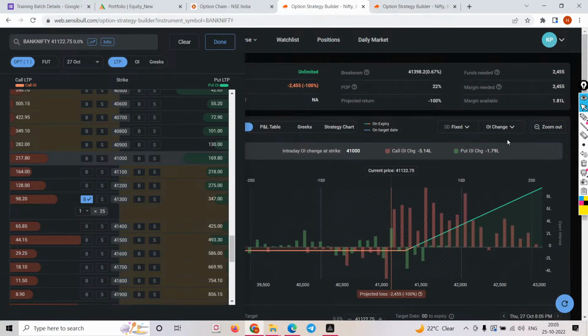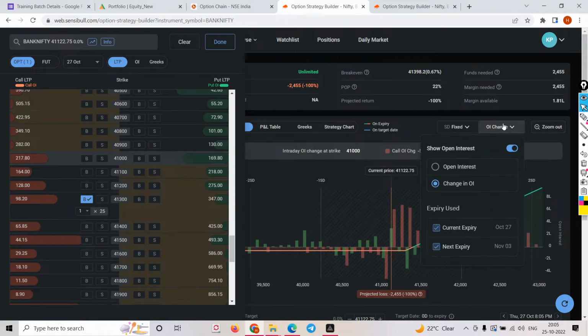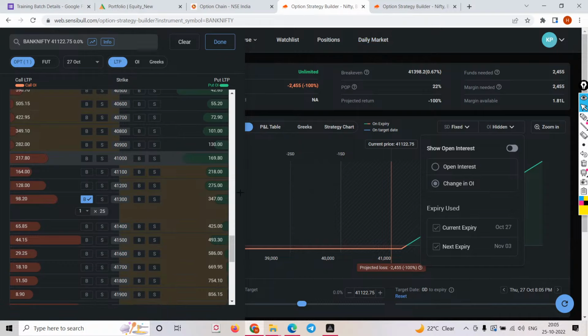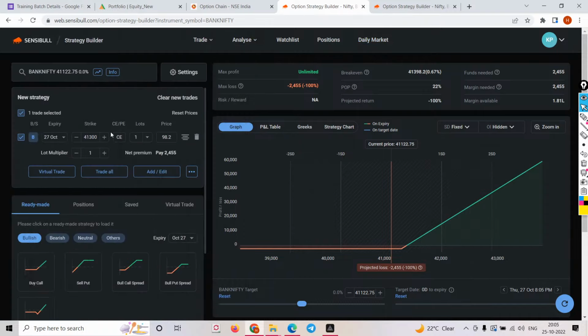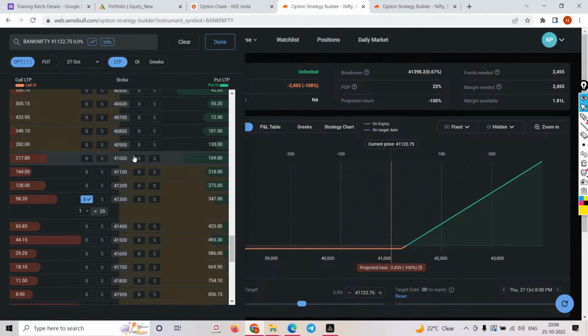This is a new feature, friends, but I don't think it's required for now, so I'll just disable it. What I've done is bought a call for the 41,300 strike. The market is trading at 41,100. Again, this is very important: the market is standing at 41,000, and we went 3 strikes OTM. I bought this.